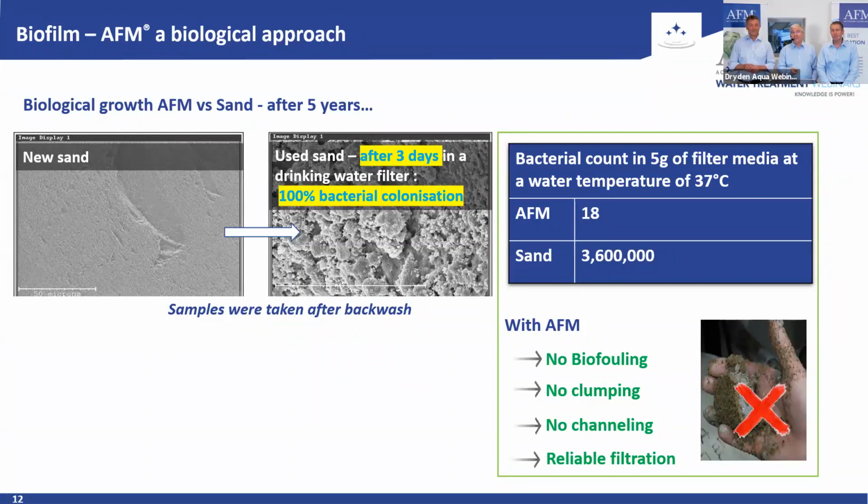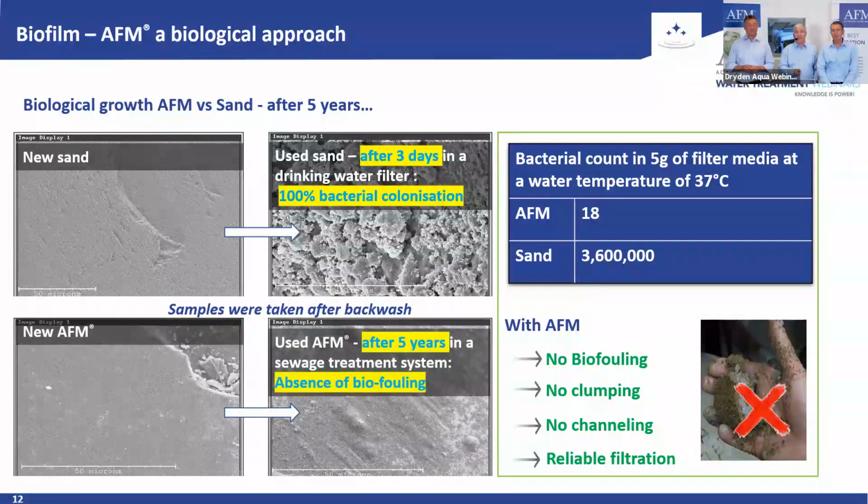What is the difference then to AFM? Yes, look here at AFM now. Here we can see a fresh surface area of AFM, and fresh sand. But here we have, after 5 years, a very nice surface area like at the start. So why this? Because just as Philip explained, we have this self-sterilizing surface area. There is no biological growth.